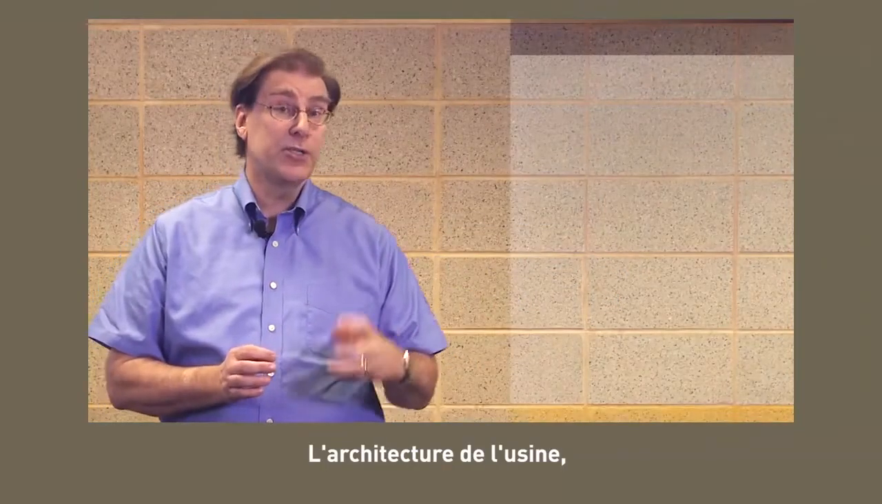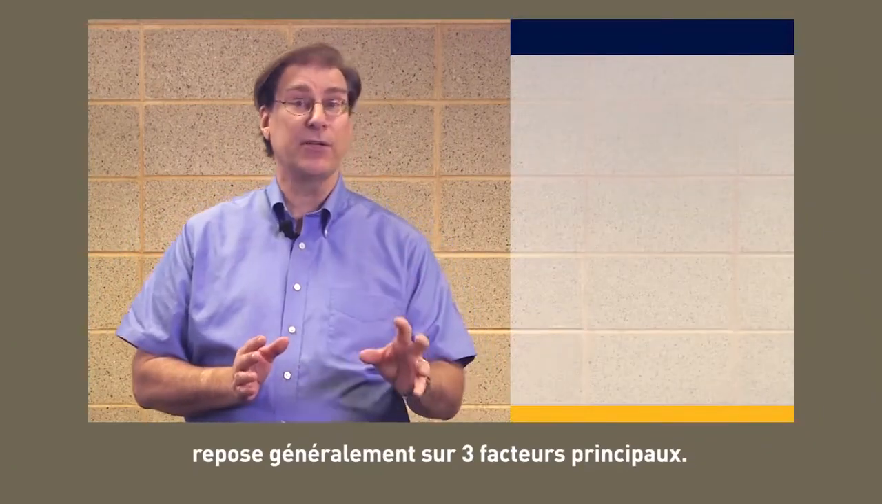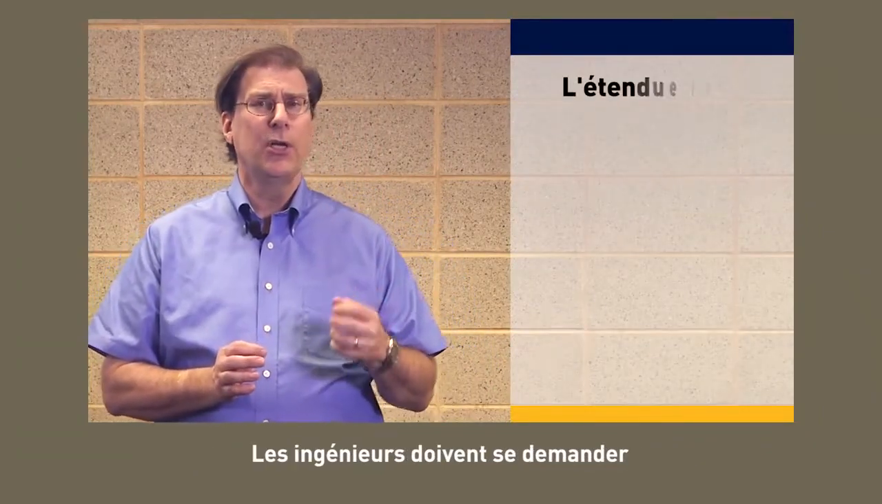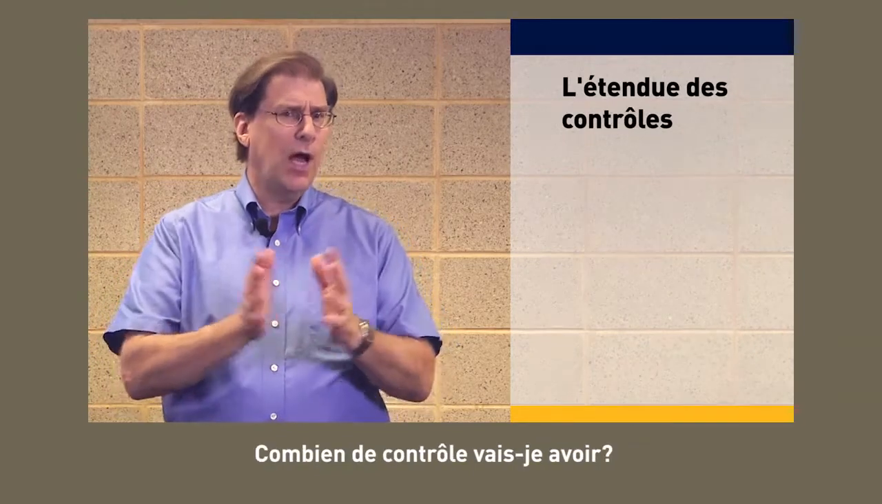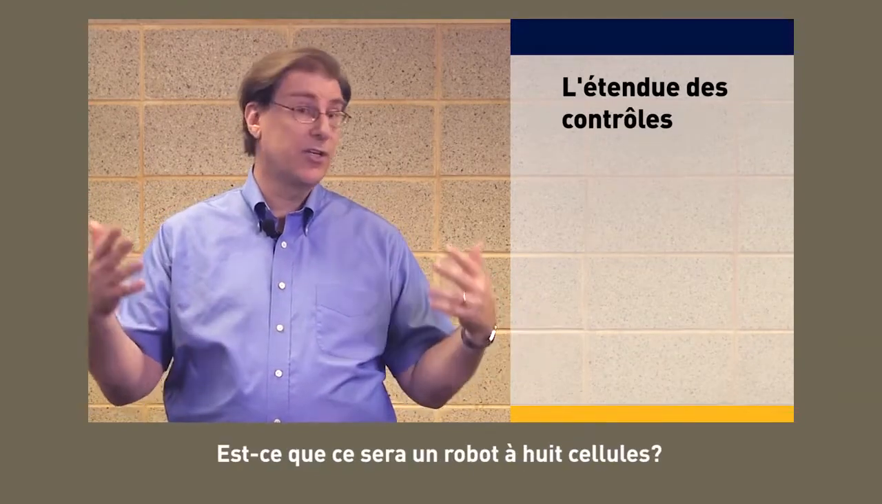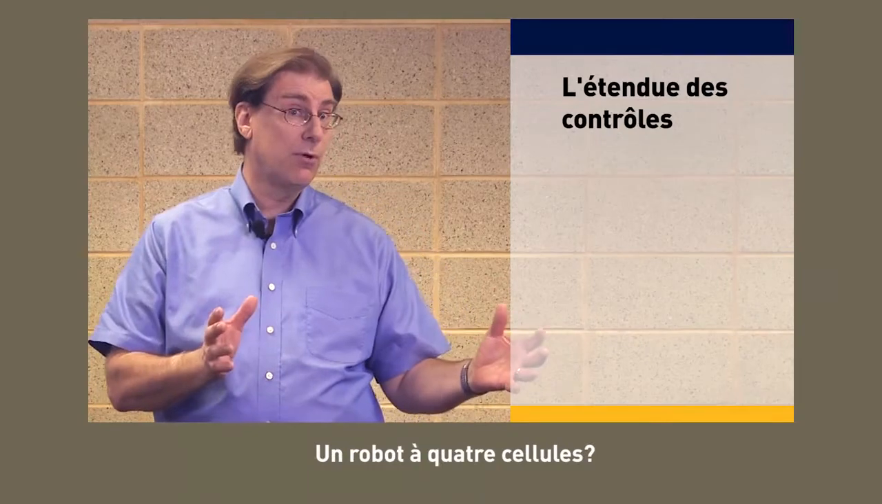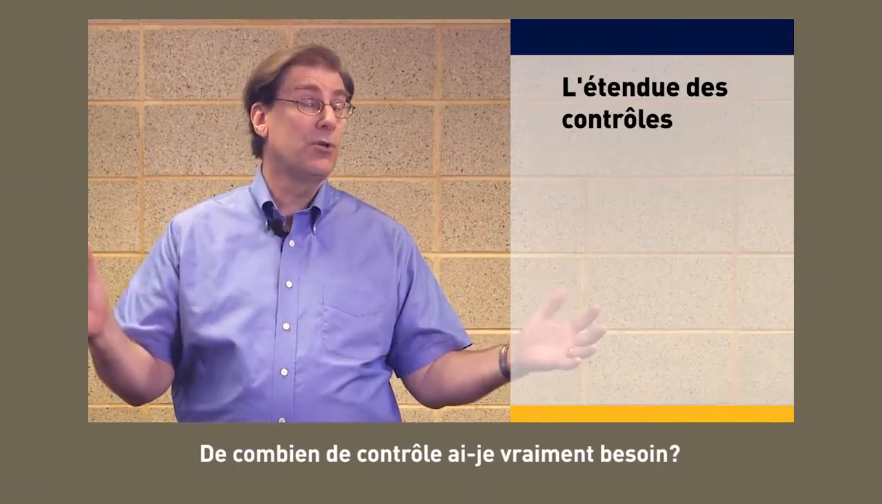So plant floor architecture is usually based on three main factors. A controls engineer usually has the span of control. How much control am I going to have? Is it going to be an 8-cell robot, a 4-cell robot?